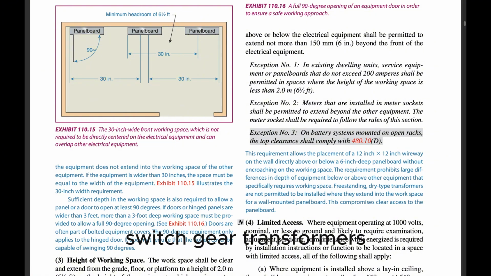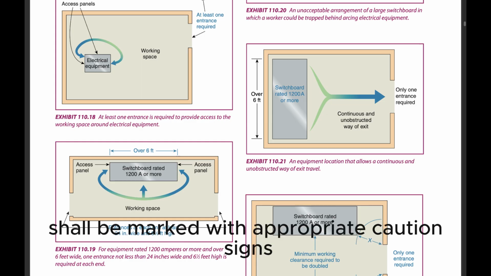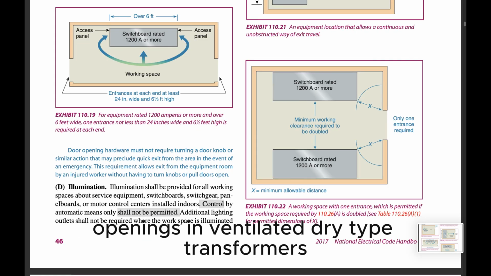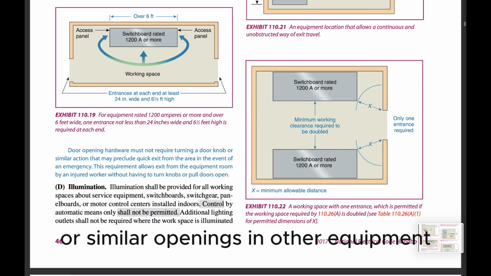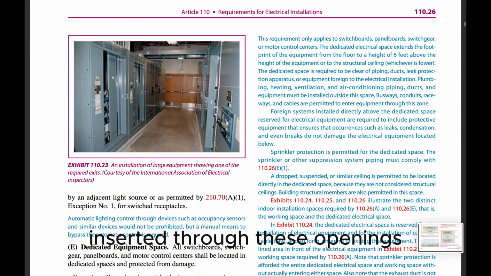Switchgear, transformers, pull boxes, connection boxes, and other similar associated equipment shall be marked with appropriate caution signs. Openings in ventilated dry-type transformers or similar openings in other equipment shall be designed so that foreign objects inserted through these openings are deflected from energized parts.